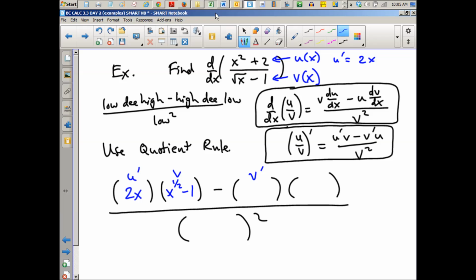So v prime, we need to work out. Remember, this is just x to the half minus 1. So the derivative v prime is 1/2 x to the half minus 1, in other words negative half, minus 1. Remember, the constant here is going to have derivative 0. Okay, so this is just 1/2 x to the minus half. And then this space is reserved for u itself, so that's just x squared plus 2. And the denominator is basically the original denominator with a square on it. And there's your answer. Okay, we'll just circle that.